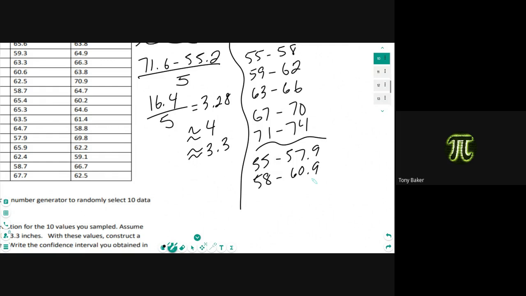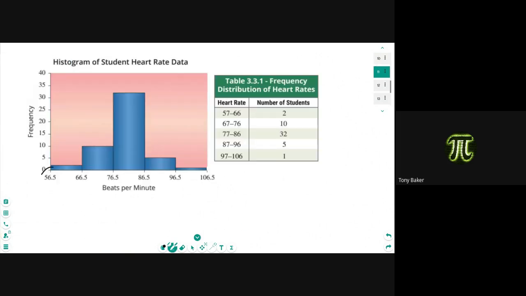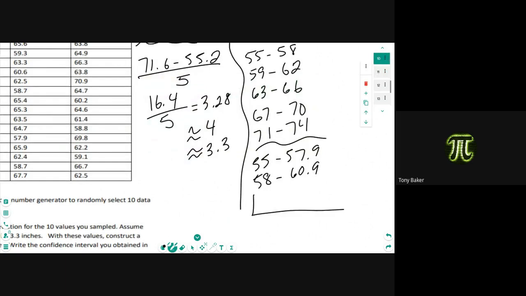60.9. What would be the breakpoint between these two classes? If I had a histogram, what would be the bar? What would be on the bottom of the bar? What would be the first number for the bar? So when we're looking at the bar here, remember it has that first number and that number. So what are those two numbers? What's the first one going to be? But can I make it 55?